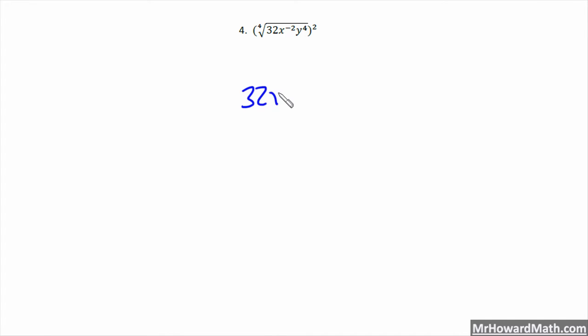So it would be 32x to the negative 2 power y to the fourth. This is generally the first step. And we're going to raise that. It's power over root, so second power, fourth root, so power over root becomes 2 over 4. Now that we've written that and you've seen that, we're going to reduce that. 2 over 4 reduces to 1/2. So I'm going to put 1/2 in there.